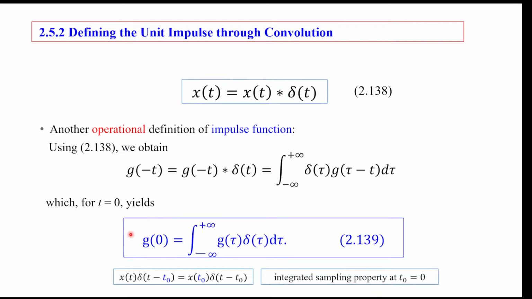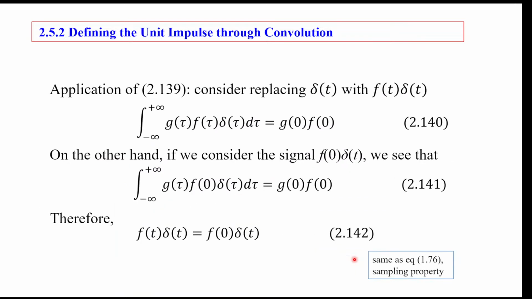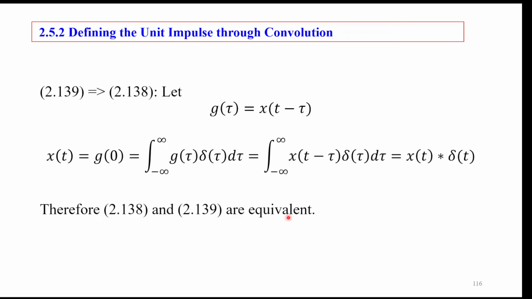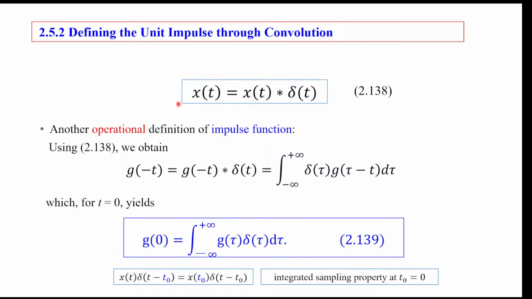From definition 2.139, we can derive back our sampling property. This was an integrated form, and we can go back to the sampling property, which says that f of t times delta of t equals f of 0 times delta of t. So this just tells you that you can have several different definitions of delta function. Those definitions are all equivalent, and you can think of these as a fundamental definition of delta function.